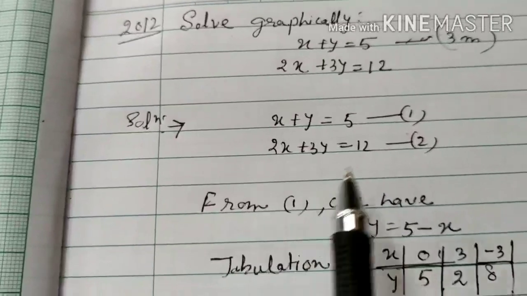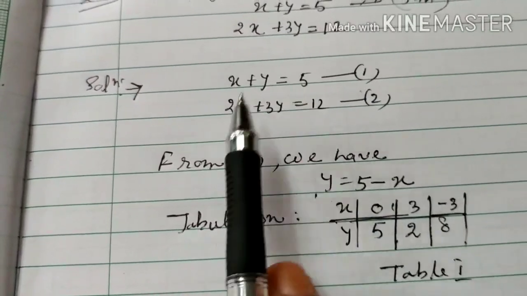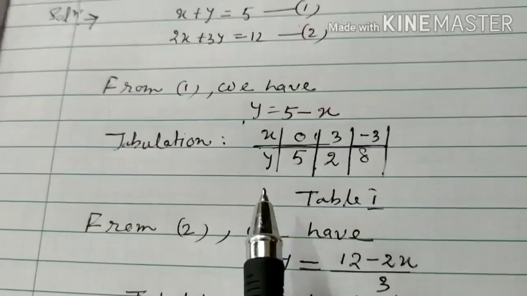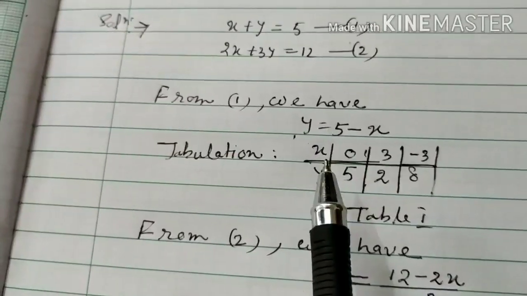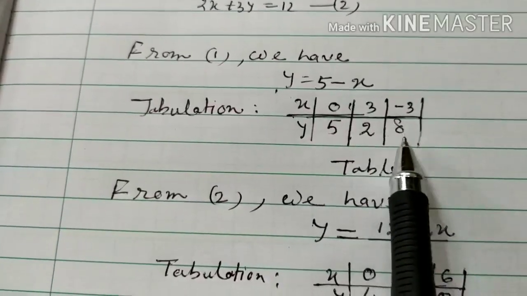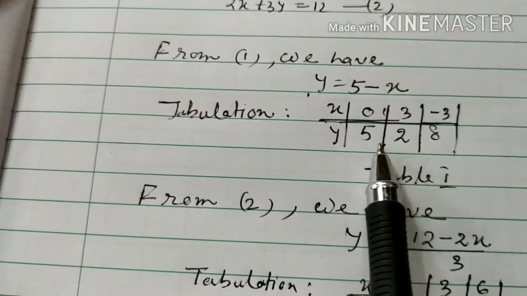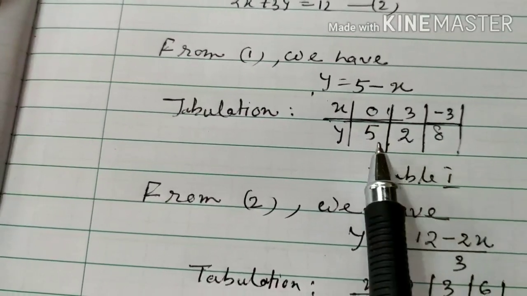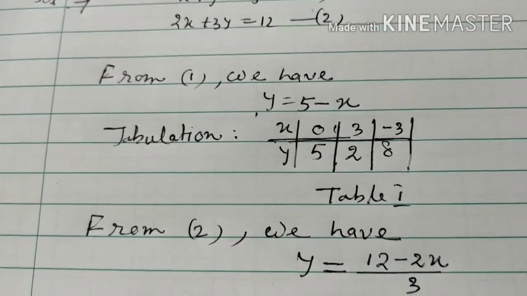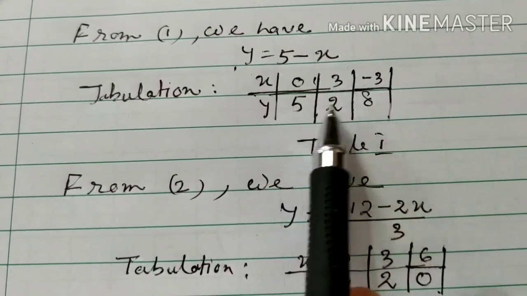From equation number 1, we solve for y: y = 5 - x. You have learned in class 9 that the graph of a linear equation is always a straight line. So when making the tabulation, you have to take at least two points, though taking three is better, because a straight line needs only two points.